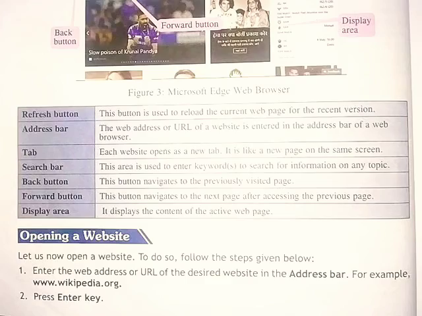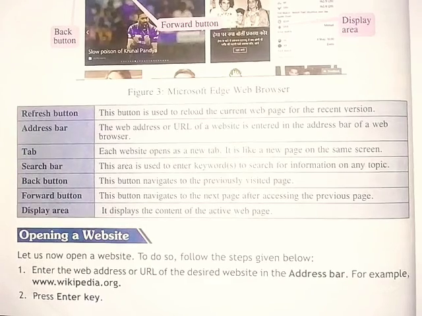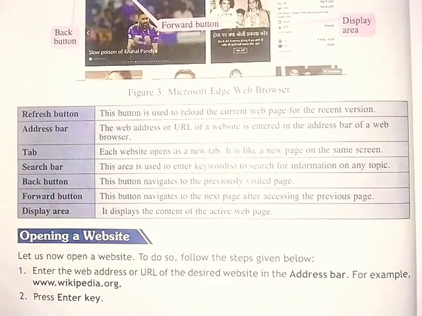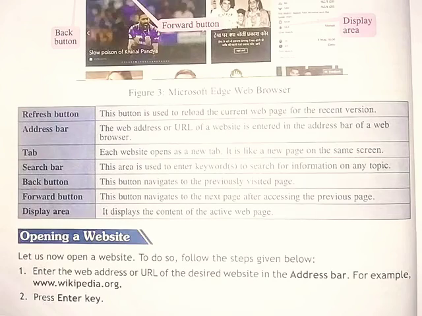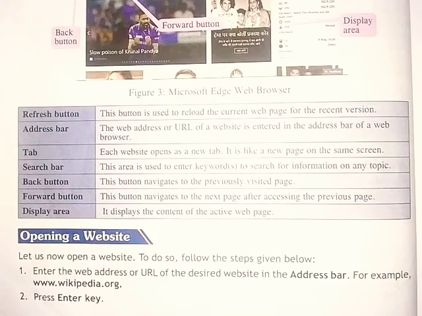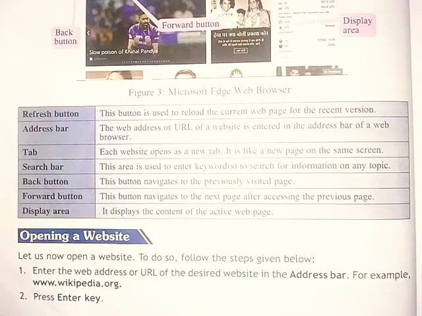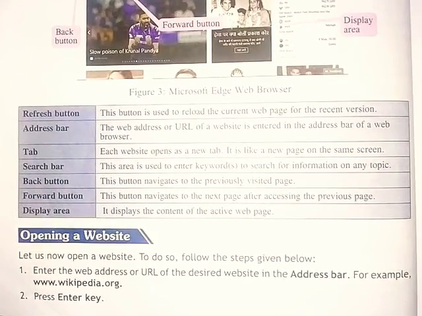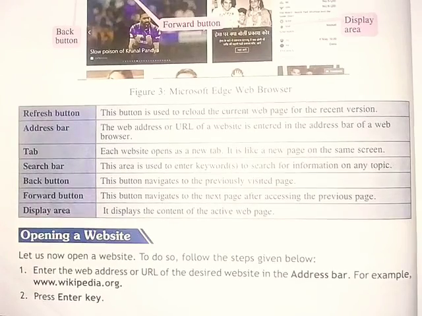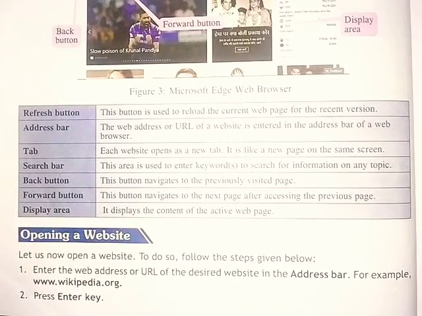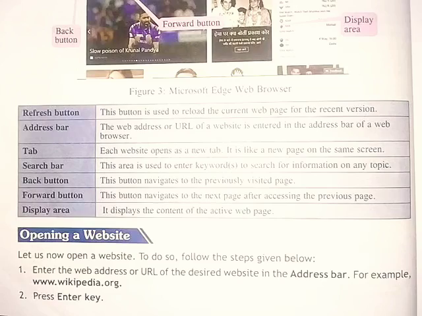Refresh button. This button is used to reload the current web page for the recent version. Address bar. The web address or URL of a website is entered in the address bar of a web browser. Tab. Each website opens as a new tab. It is like a new page on the same screen. Search bar. This area is used to enter keywords to search for information on any topic.